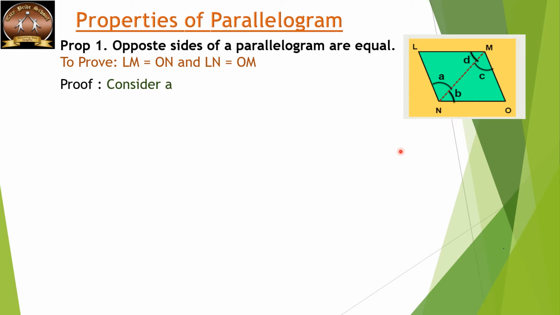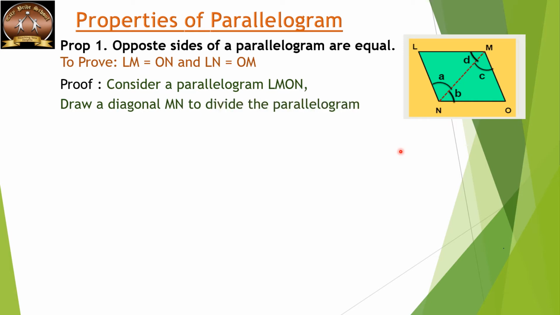So proof: consider a parallelogram LMON and draw a diagonal MN to divide the given parallelogram into two triangles, LMN and triangle NMO. So now that we have two triangles over here, we have to show that any 3 elements of these two triangles are equal. If we show that any 3 elements of these two triangles are equal, then we can say that the triangles are congruent. So let us look for some elements of these triangles.